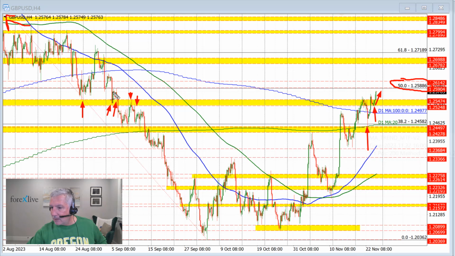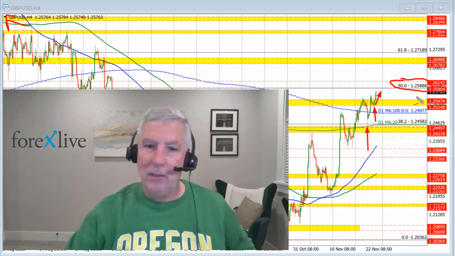We haven't been above that level since early September, and it really is the first test of the 50% retracement since the price continued that move to the downside here. So we've got to get above that 50% to increase the bullish bias. We're making a play. We'll see if we can get there. I don't know. But watch 125.88.